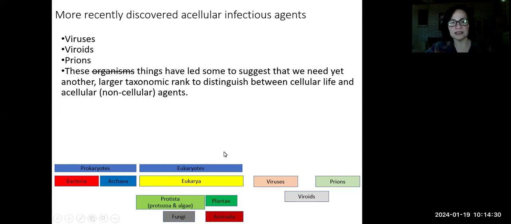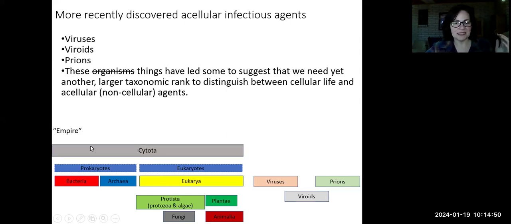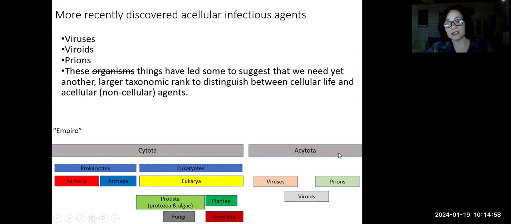And so everything over here on the left, these things are made of cells, including the bacteria and the archaea. Although they don't have a nucleus, they do have a cell membrane around the outside, that phospholipid bilayer, and so on. All right, so it's been suggested that we use empire as another rank. Cyto refers to cells, so cytota, these are the cellular organisms. And then acytota, these are the non-cellular things. And some of these non-cellular things can cause disease in humans. And so we're going to talk about some of these.